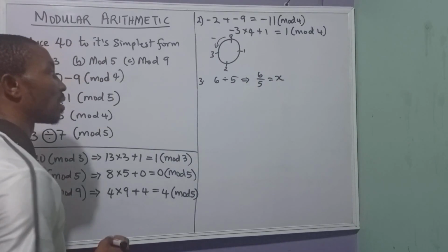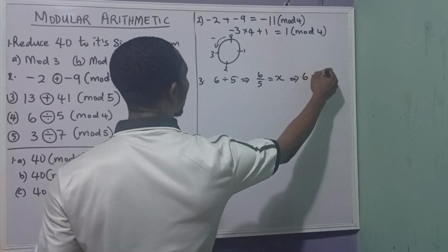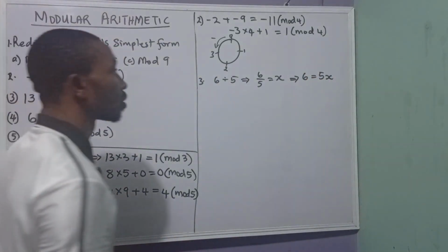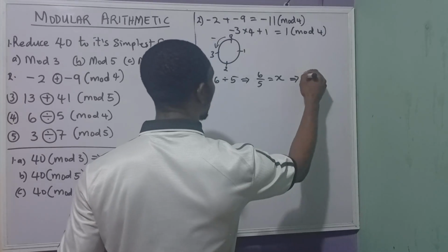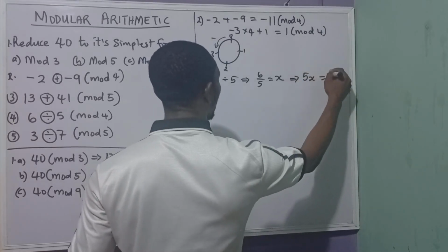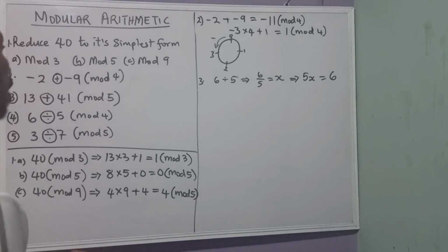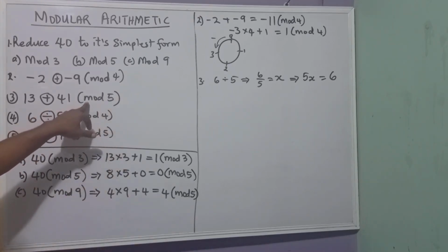Alright, now we can write this to be 6 equals 5x, or 5x equals 6. Okay, let's put that 5x equals 6. Now having it as 5x equals 6, we are going to look for, and this is mod. Oh, sorry, I skipped one question. Okay, we'll get back to that.